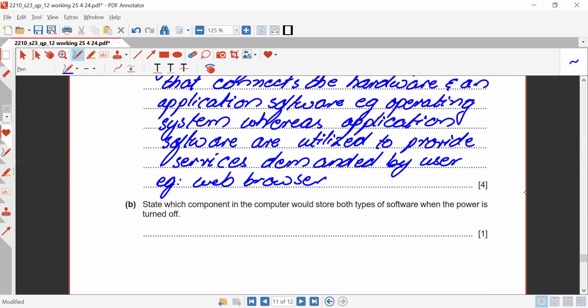For part B, they are saying state which component in the computer would store both types of software when the power is turned off. Both the system and the application software. Do remember your OS and the other applications are stored in the secondary storage devices. You may write secondary storage, HDD, or SSD as an answer. It completely depends on you, but what I would prefer for you guys is secondary storage because it covers the complete range, both HDD and SSD.